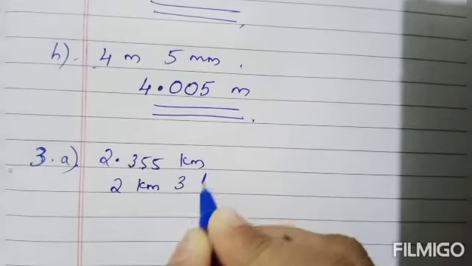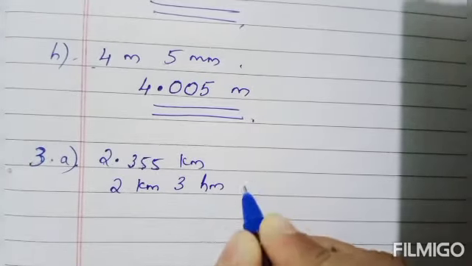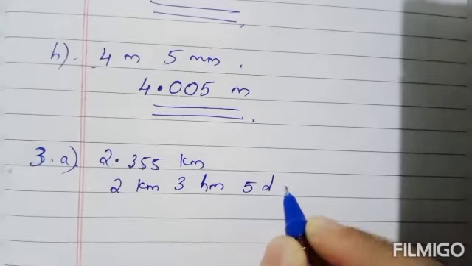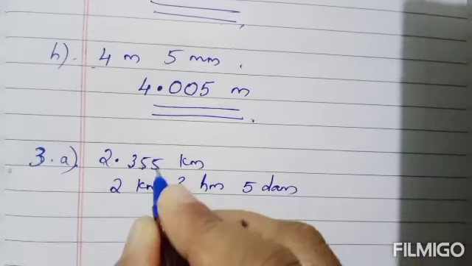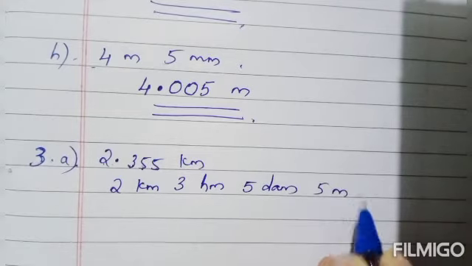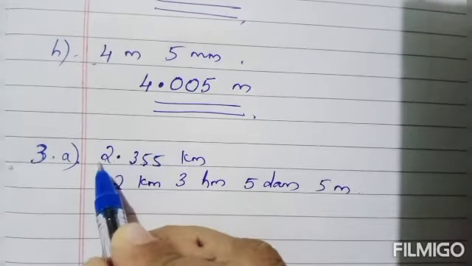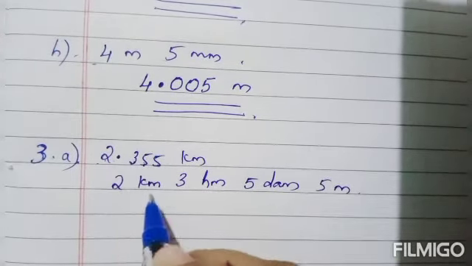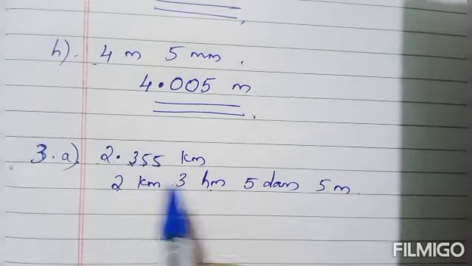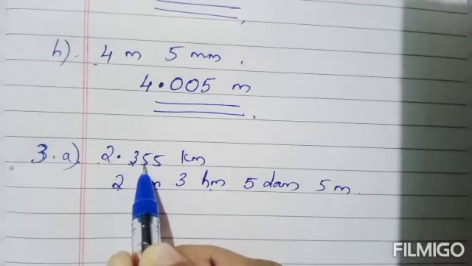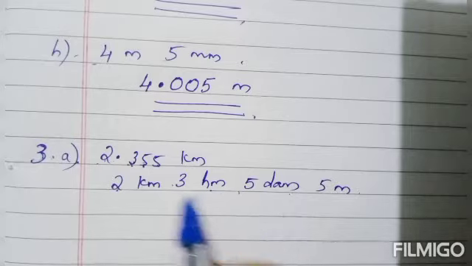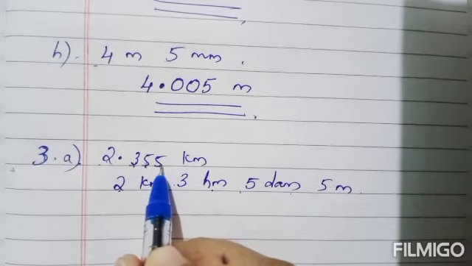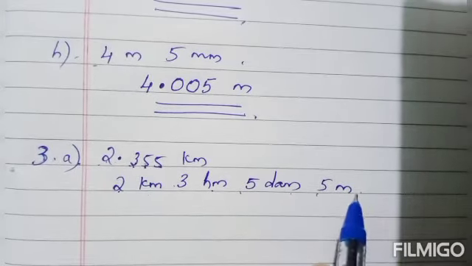3 hectometer, 5 decameter, 5 meter. Okay, before the decimal point what number is coming? That will be kilometer. Okay, so 2 kilometer, 10th place it is 3, so 3 hectometer, 100th place it is 5, so 5 decameter, 1000th place is 5, so 5 meter.